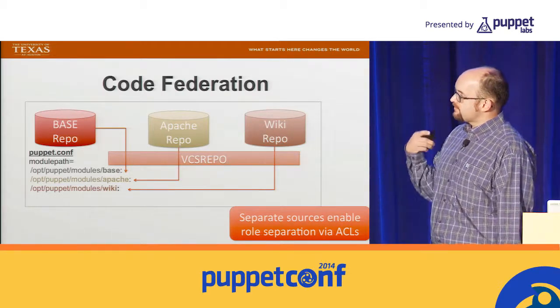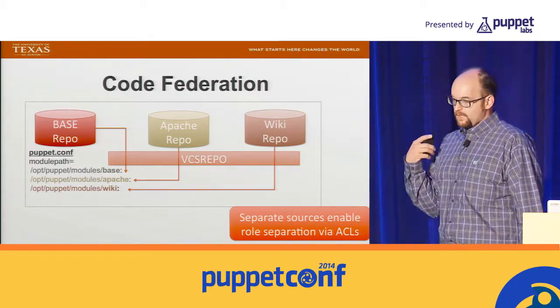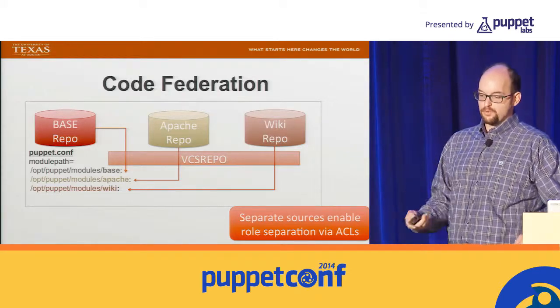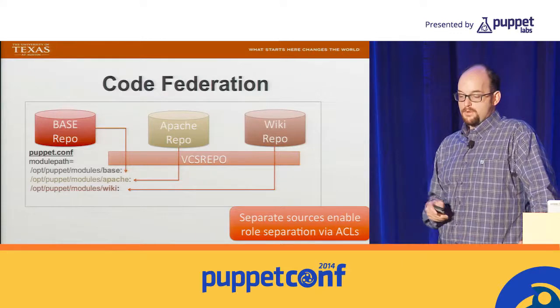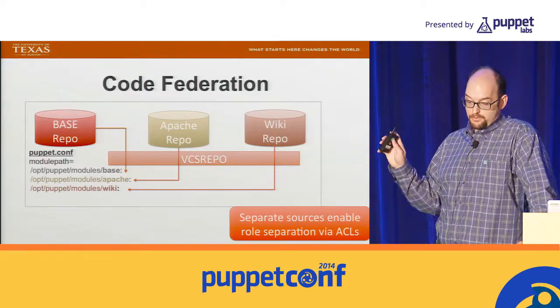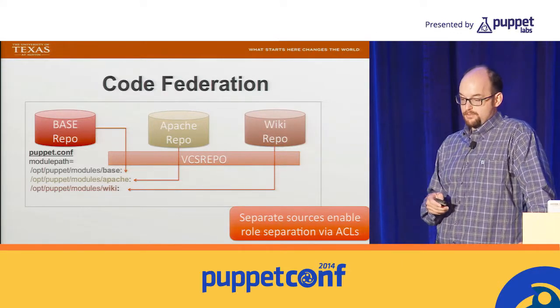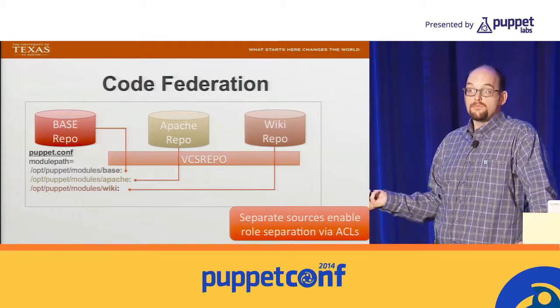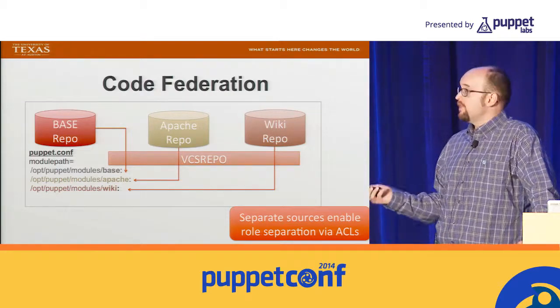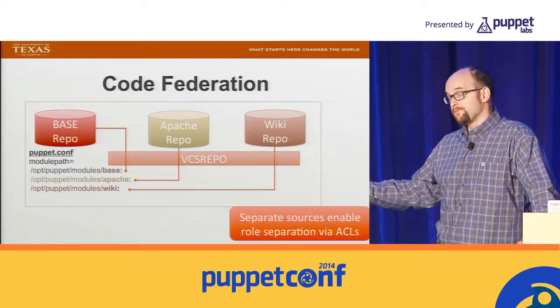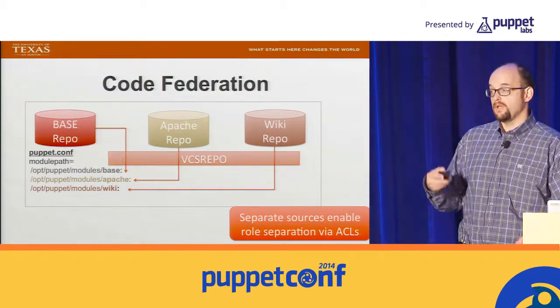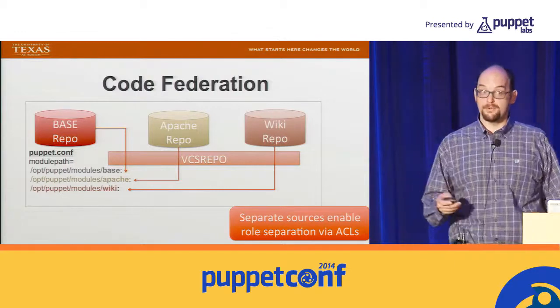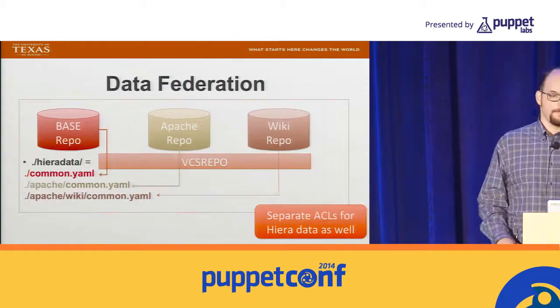And so again, the value of this is that if we as a central group need to write an SSH module, we can put that in our base repo. If the Apache group needs to put something in theirs, they have their own repo, and they can manage their code at the repo level, and then we can simply pull it, right? So this is a pull scheme. And we're actually working on a push scheme, which is much, much cooler.